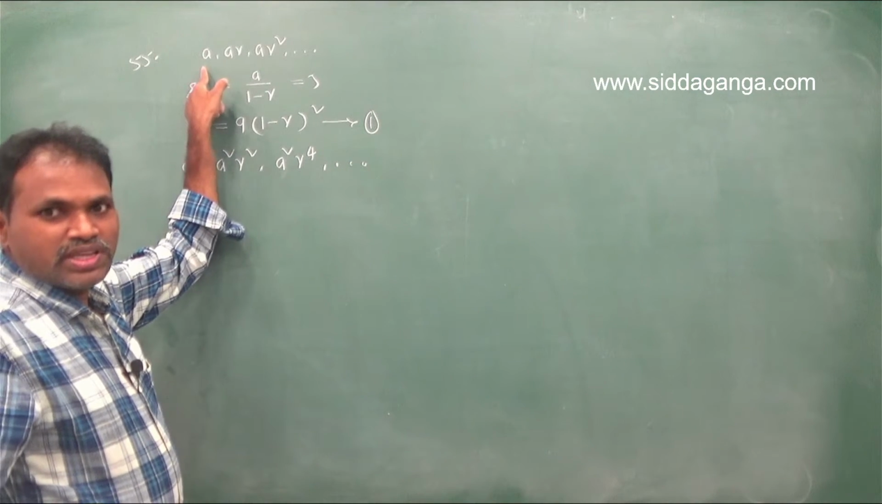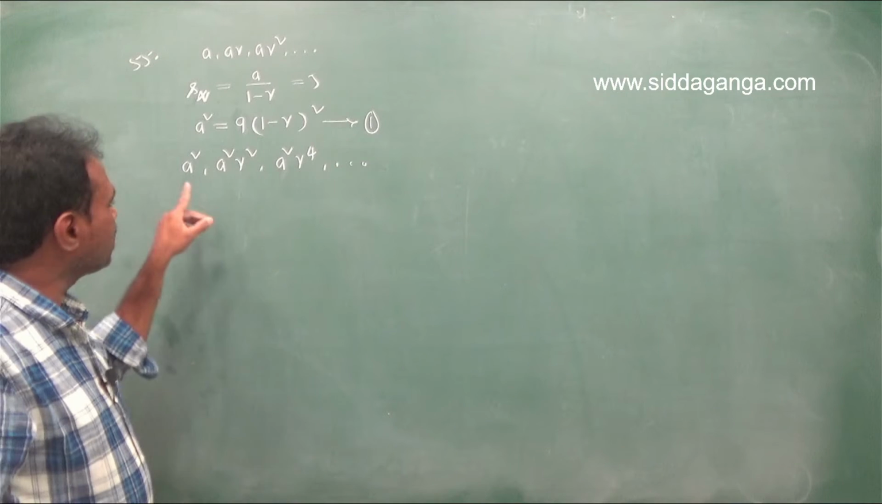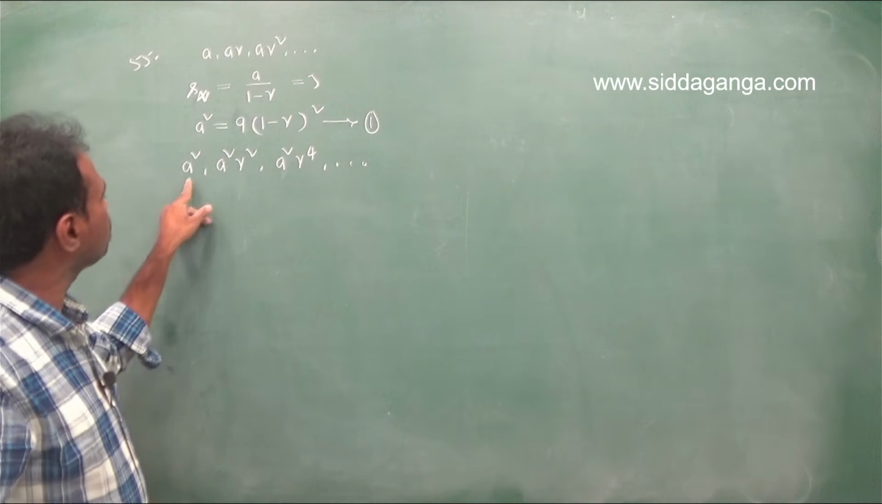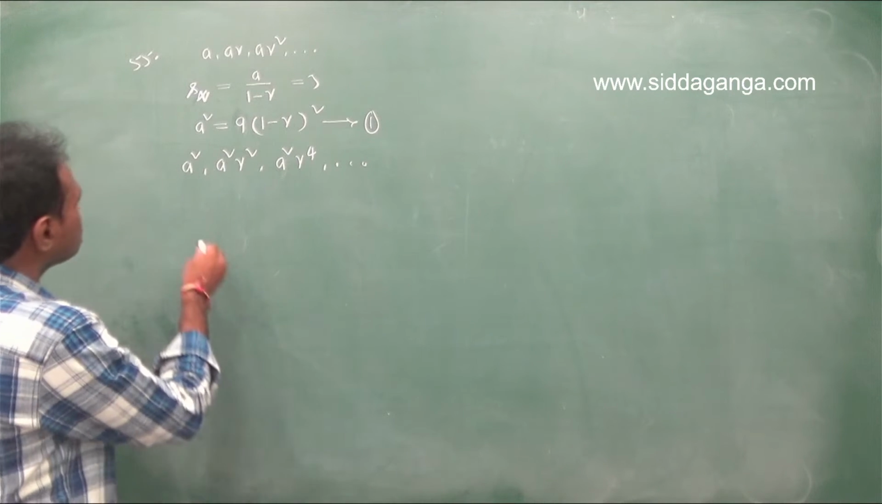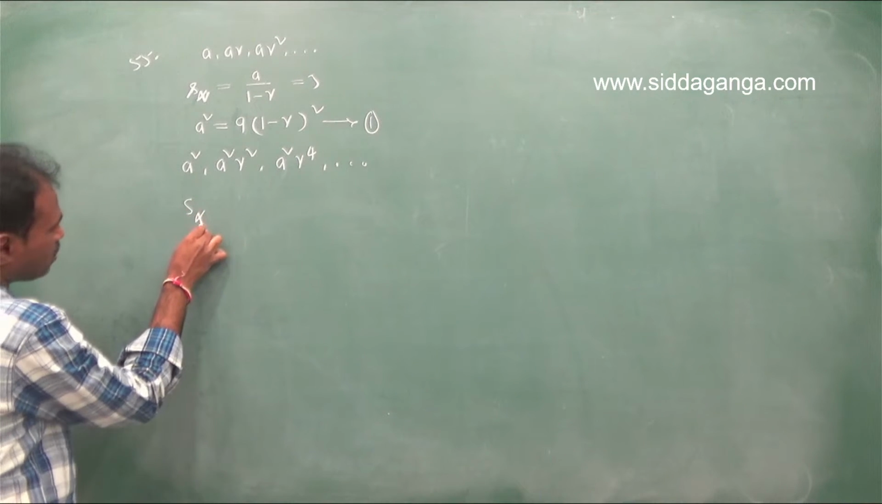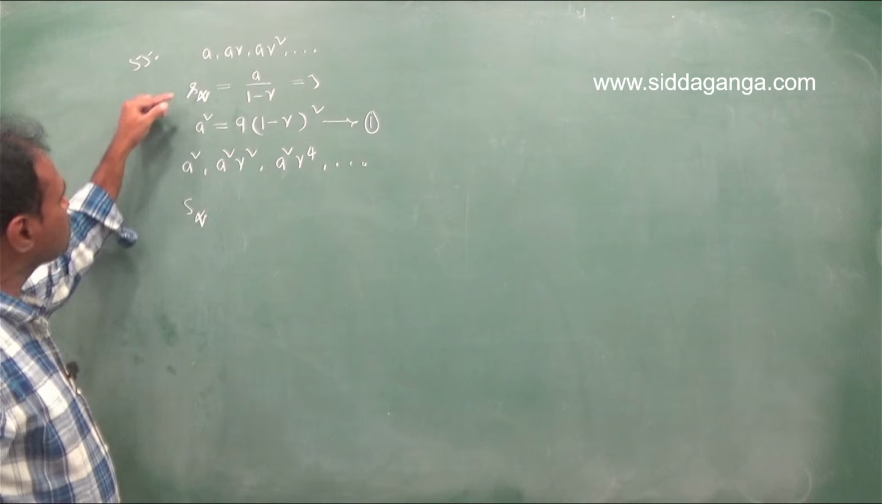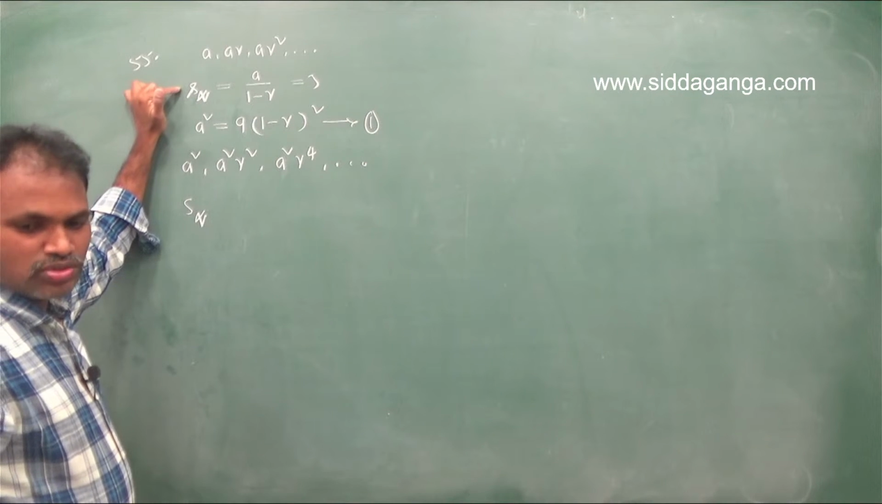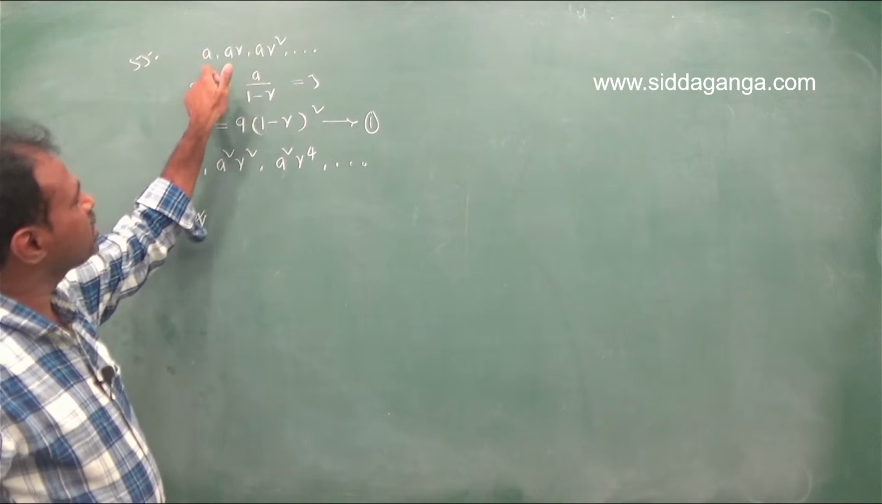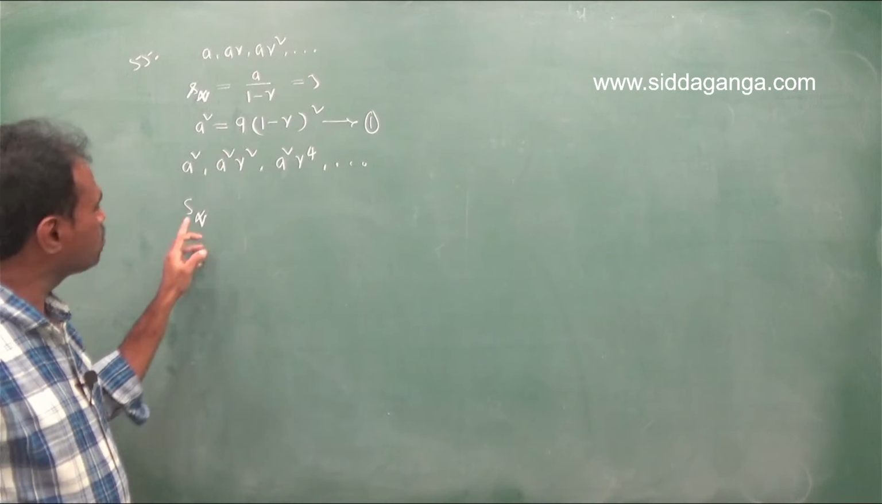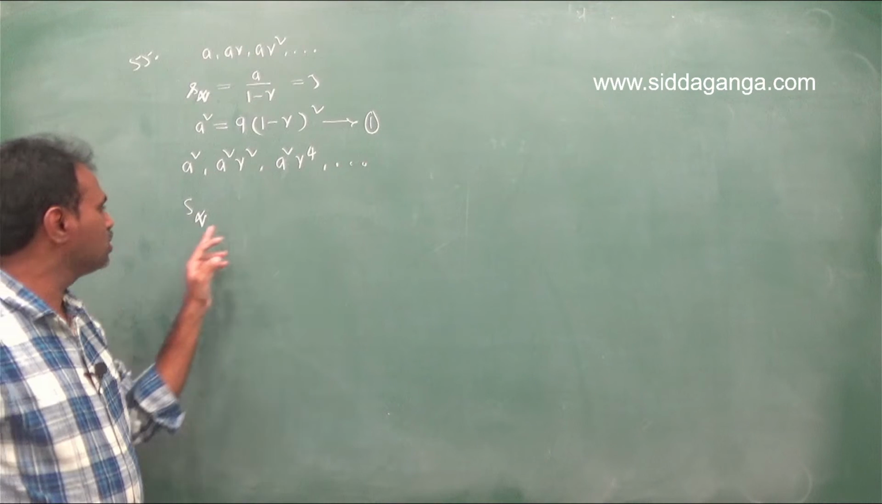First GP: A, AR square, up to so on. Next, the sum of its squares means A square, R square, R power 4, up to so on. This is the sum of infinite terms. This is small s, so here you take capital S. Why? Because this is the sum of the squares of infinite terms in GP.